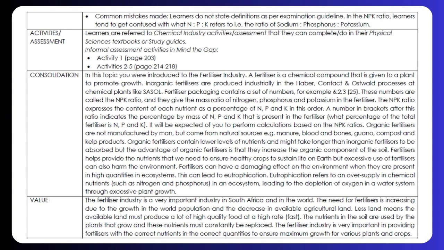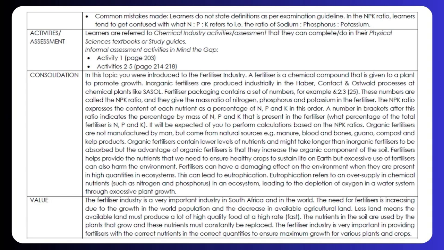Fertilizers help provide the nutrients that we need to ensure healthy crops to sustain life on Earth, but excessive use of fertilizers can also harm the environment. Fertilizers can have a damaging effect on the environment when they are present in high quantities in ecosystems. This can lead to eutrophication. Eutrophication refers to an oversupply of chemical nutrients such as nitrogen and phosphorus in an ecosystem, leading to the depletion of oxygen in a water system through excessive plant growth.